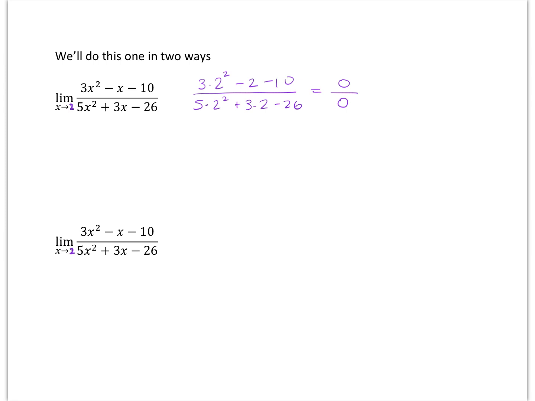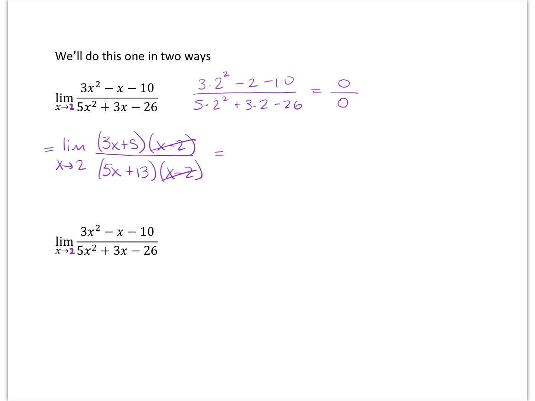And earlier in the semester, we learned how to solve these by doing more algebra. You need to simplify what you're taking the limit of until you can plug in x equals 2 in this case and not get 0 over 0. So I'm going to do some factoring and canceling. So I'm going to write this as the limit as x approaches 2. And then my numerator can factor to 3x plus 5 times x minus 2. And the denominator factors to 5x plus 13 times x minus 2.